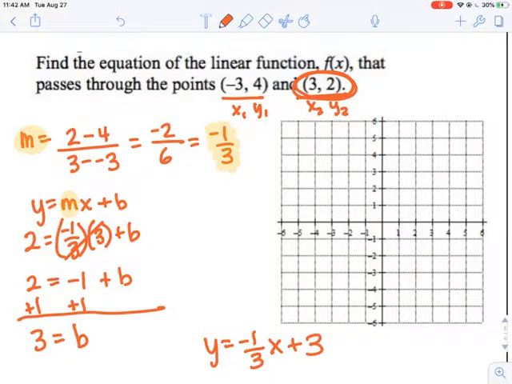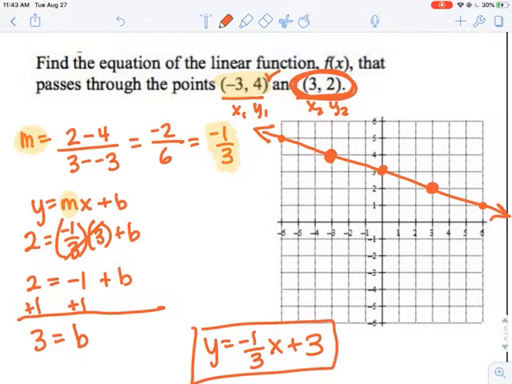So I'm going to look here. I'm going to start at positive 3, go down 1 over 3, down 1 over 3, backwards. So I believe that this is my line. I'm going to double check my points and see, does (negative 3, 4) work? This is the point here, so that one does work. And (3, 2) is this point here, so I have found my correct line, and I can go through there. So I know that this is the correct equation for that linear function.